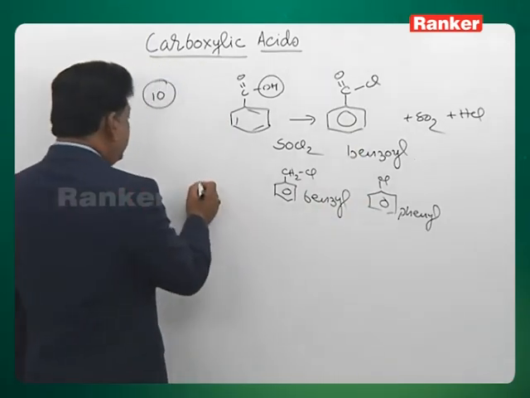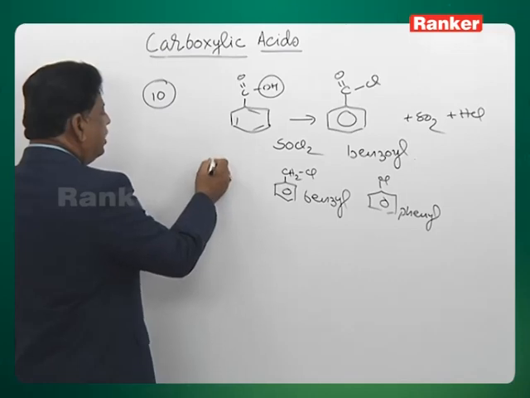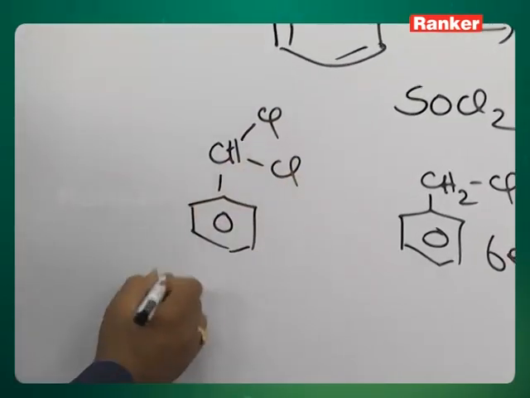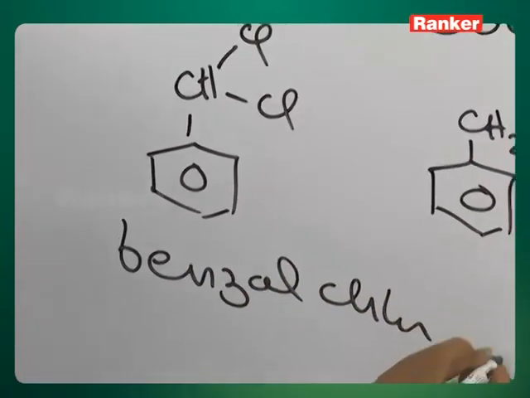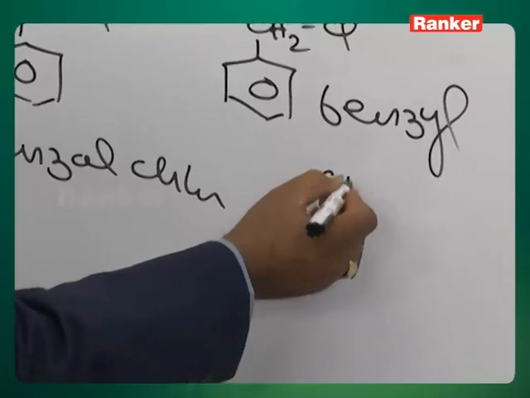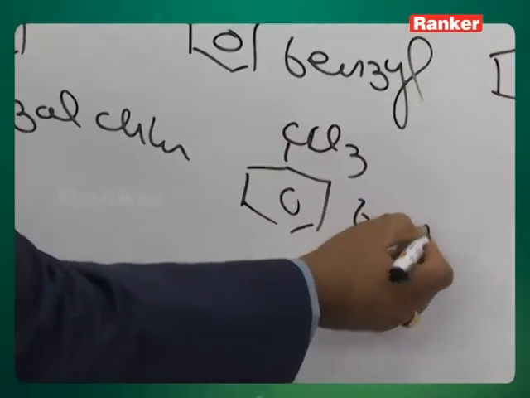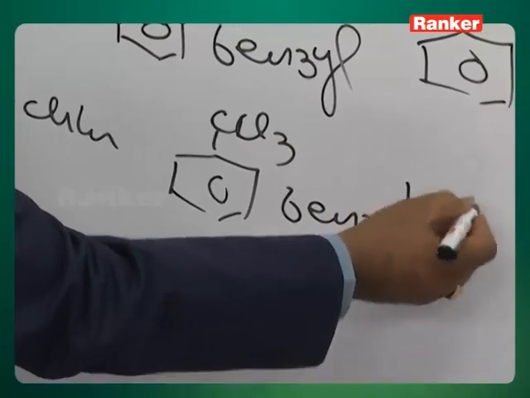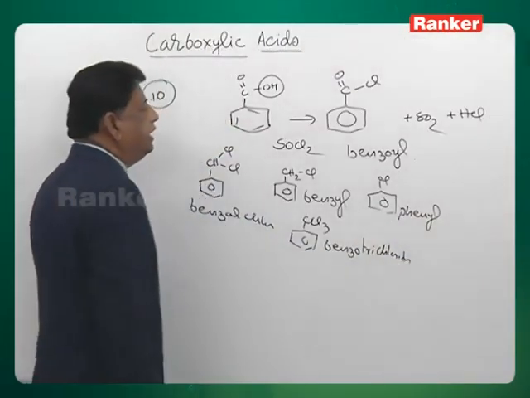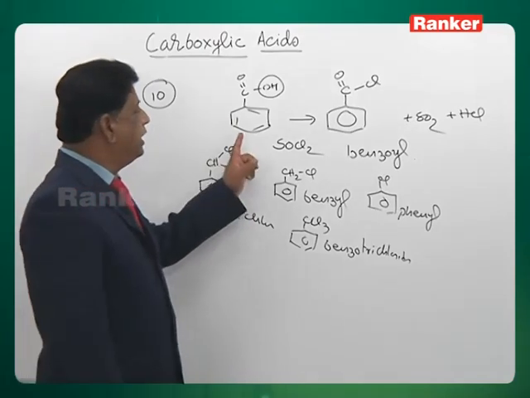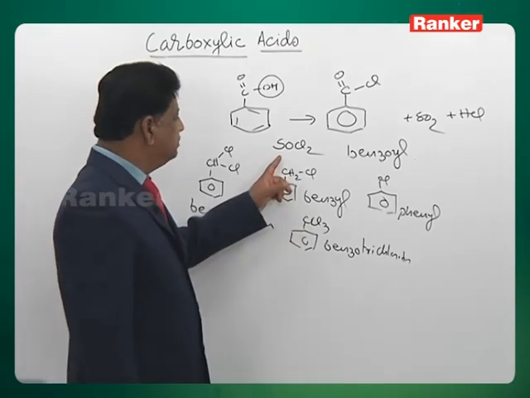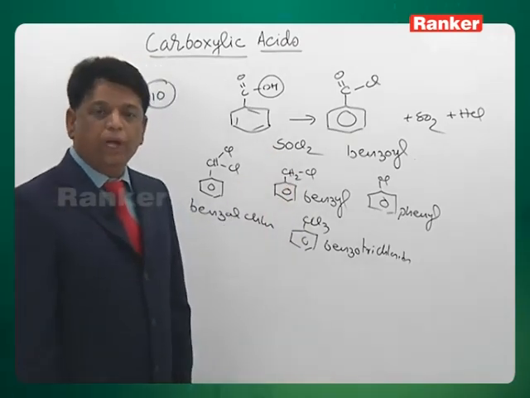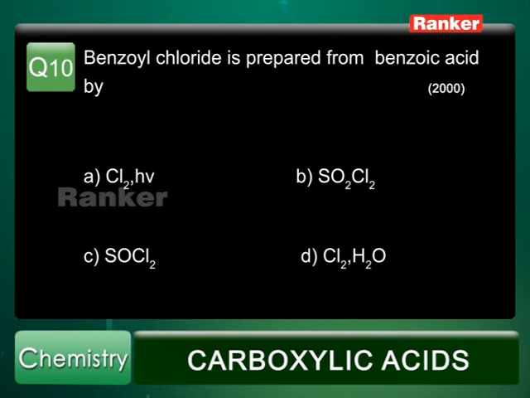We have one more chlorine compound also. Benzene with two chlorines is called benzal chloride, benzal dichloride. Three chlorines, CCl3, is called benzotrichloride. So you should not get confused about what benzoyl chloride is. Benzoic acid on chlorination of this OH becomes benzoyl chloride, for which the specific reagent is thionyl chloride. That is the concept. So the answer goes to SOCl2, that is C.